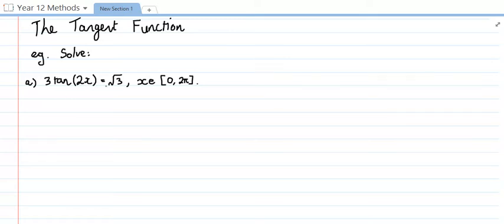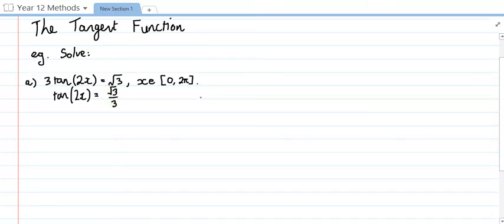So to start off with, we'll solve this equation just here. We've got 3 tan 2x equals square root of 3. The first step is that we want to make it so it just says tan equals something. So I'm just going to divide both sides by 3. So we get tan of 2x equals root 3 on 3.